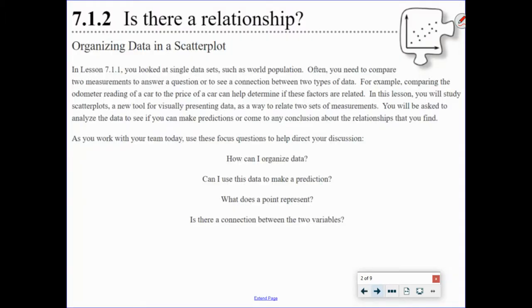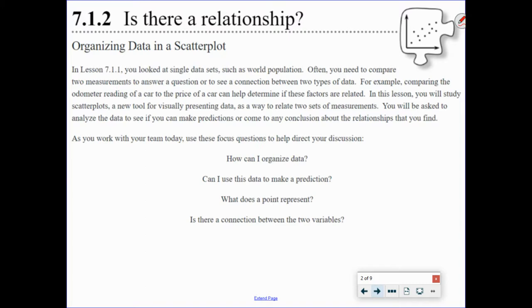Okay. Start today. Is there a relationship? Organizing data in a scatter plot. In lesson 711, you looked at single data sets such as world population. Often you need to compare two measurements to answer a question or to see a connection between two types of data. For example, comparing the odometer reading of a car. By the way, odometer is kind of like the miles of a car that you drive. That's called the odometer. Okay, so comparing the odometer reading of a car to the price of a car can help determine if the two factors are related.